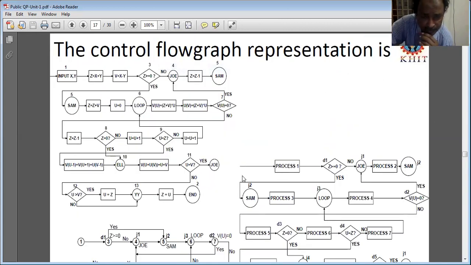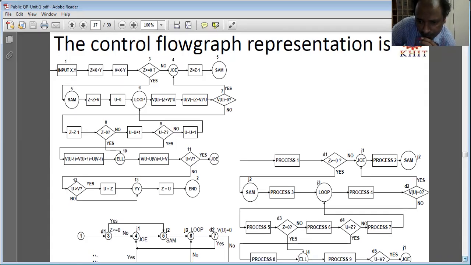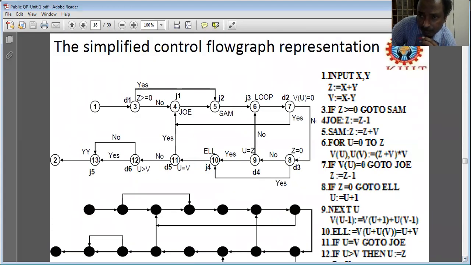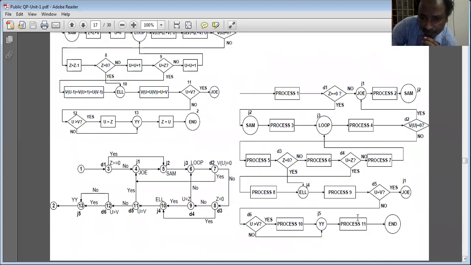So here it is next. Z equal to Z minus 1 will process 2, then Z equal to Z plus 1 will process 3, and this both process 4, then process 5, Z equal to Z minus 1, process 6, U equal to U plus 1, process 7.